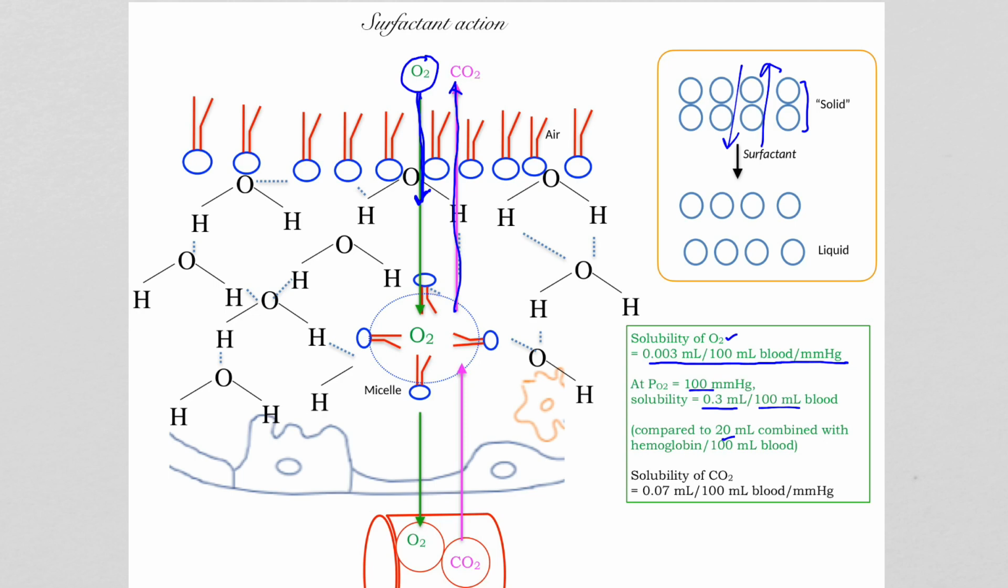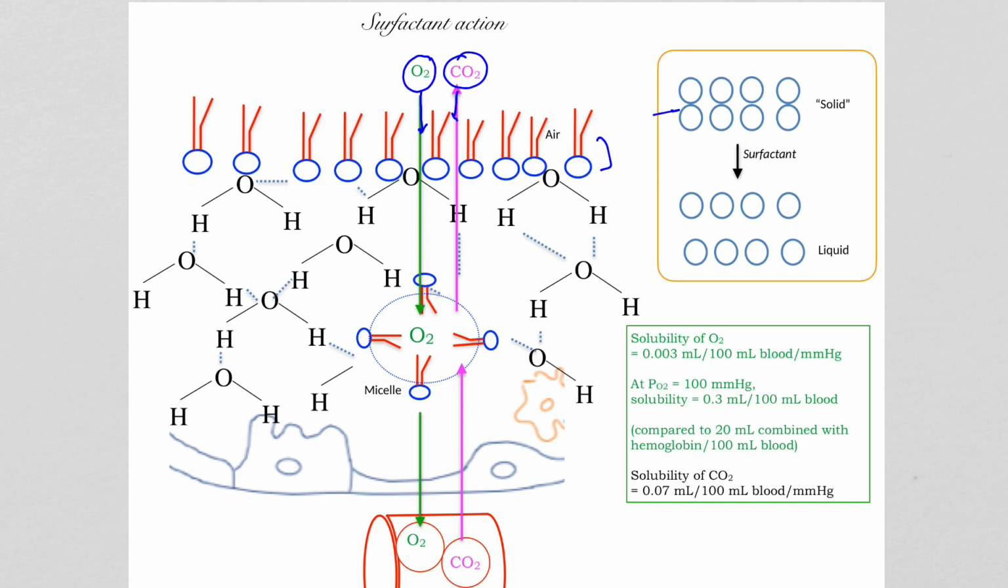Okay, good thing because of hemoglobin, we can increase in our red blood cells to 20 mL per 100 mL. Instead of 0.3 mL, we can increase it to 20 mL, and that's because of the availability of hemoglobin, the remarkable action of hemoglobin. CO2 is also hydrophobic and not very soluble, 0.07 mL per 100 mL of blood per millimeter mercury. So already these gases are quite hydrophobic. They don't like water, and for them to diffuse through this solid layer is going to be a problem.